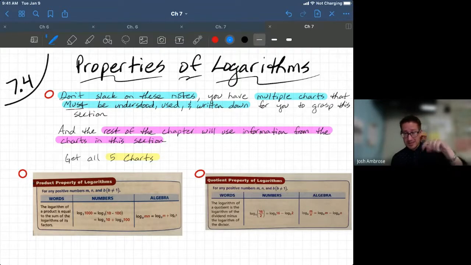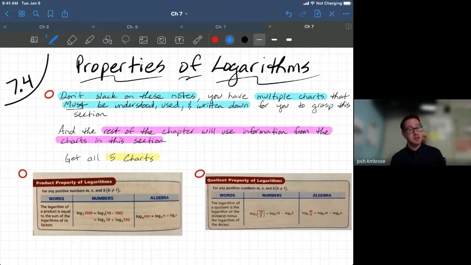This one section right here, we are going to use basically throughout the rest of this chapter. Maybe there's one section where we're not going to use this information to finish out the chapter, maybe just one other section, but you will be using this information pretty much for the rest of this chapter. So this is important.